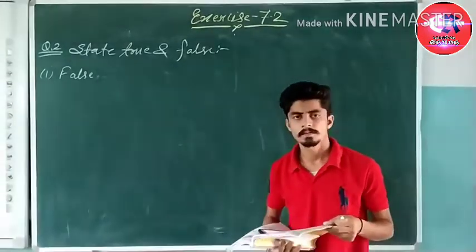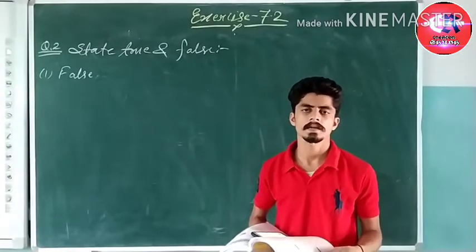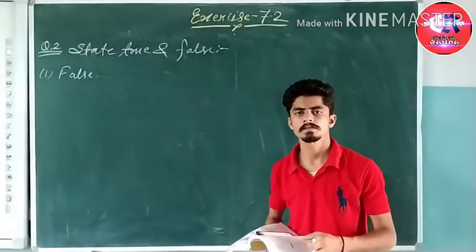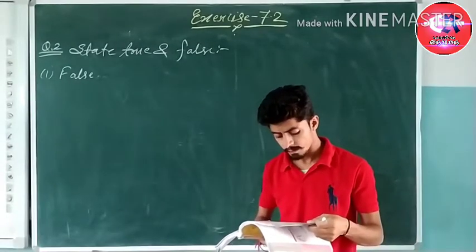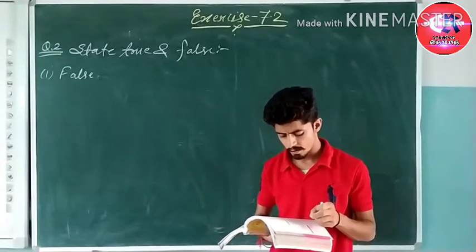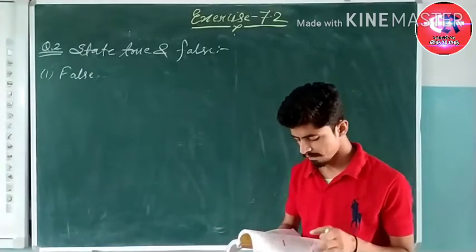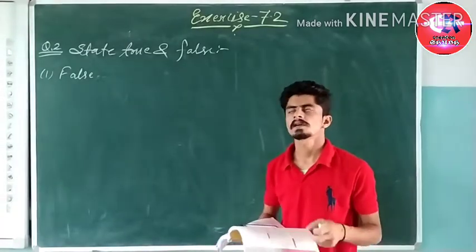Question number 2, where we have to state true or false. Some sentences are given here, and we have to specify which is true and which is false. So the first one is: cube of any odd number is even. Cube of any odd number is even.